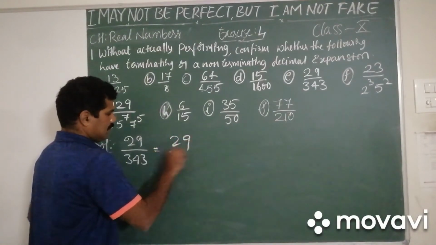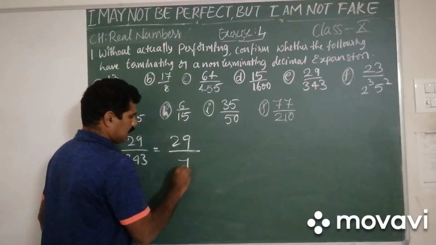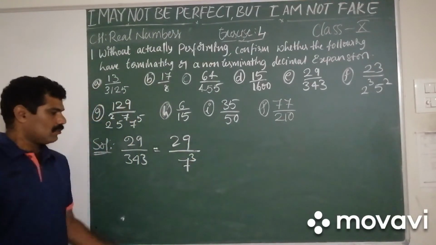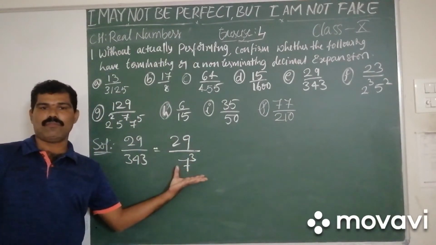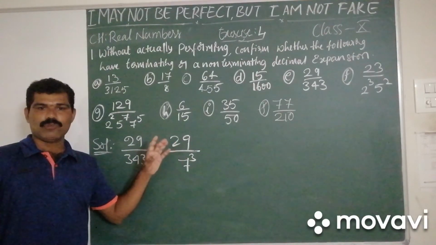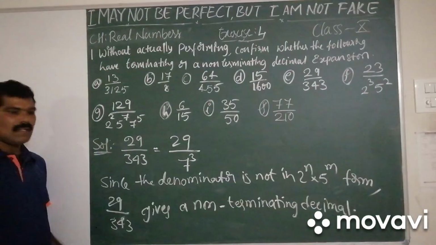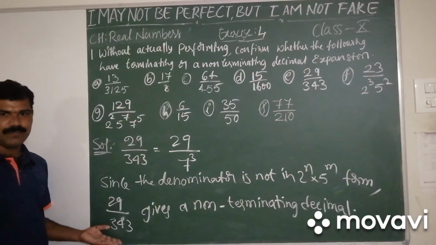See, the value of 7 cube is nothing but 343. So this can be written as 7 cube. So since the denominator is not in the form of 2 to the power of n into 5 to the power of m, this rational number will not give you a terminating decimal, it gives you a non-terminating decimal. Okay. Same reason here.